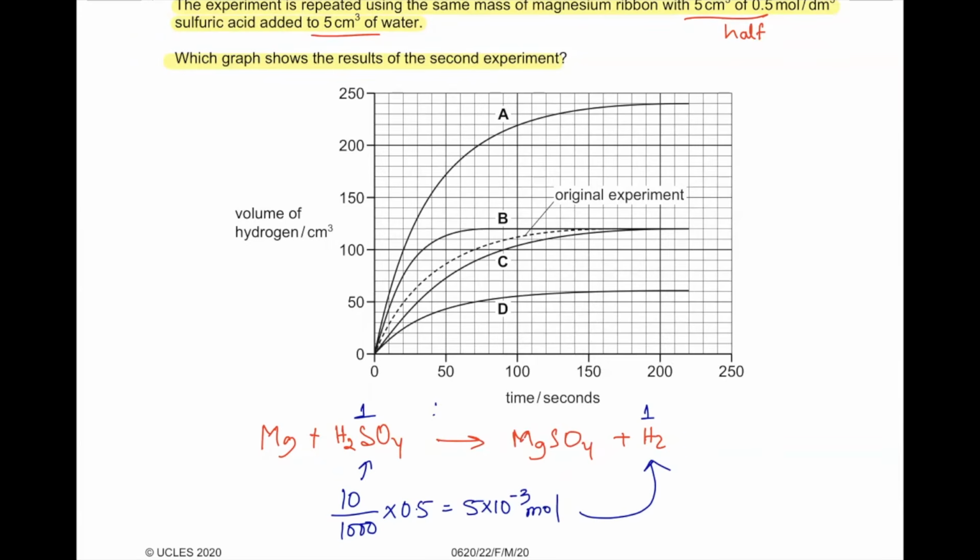Now we need the volume of hydrogen. So volume of H2 will be number of moles, 5 × 10⁻³, times 24,000. So that produces 120 cm³. Now 120, definitely, we can see this is the original experiment represented here. The original experiment represented over here finishes at 120.